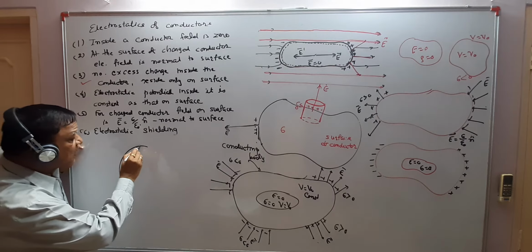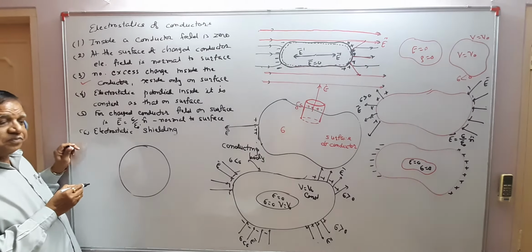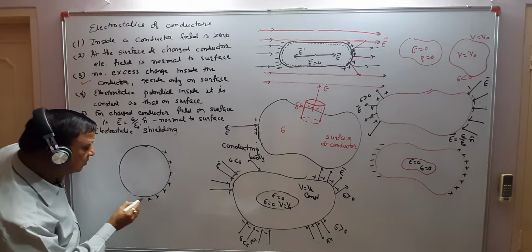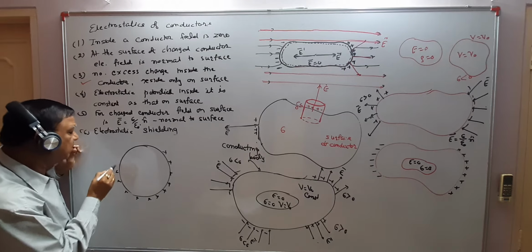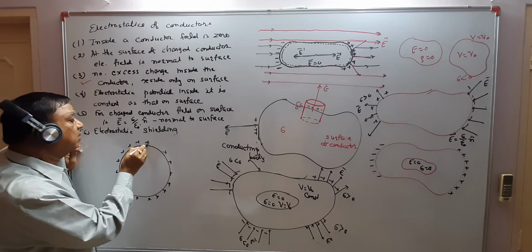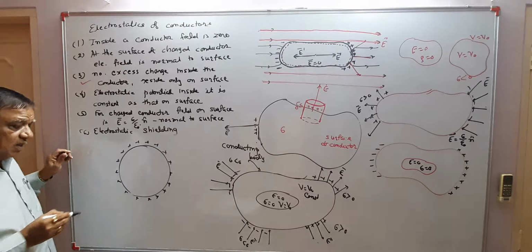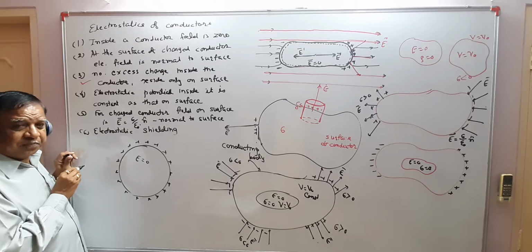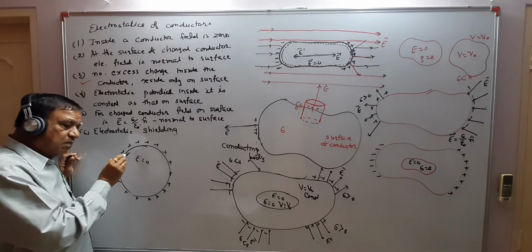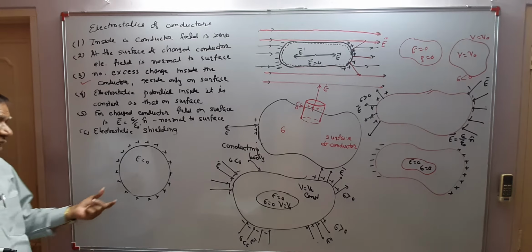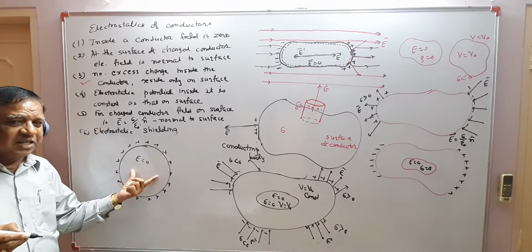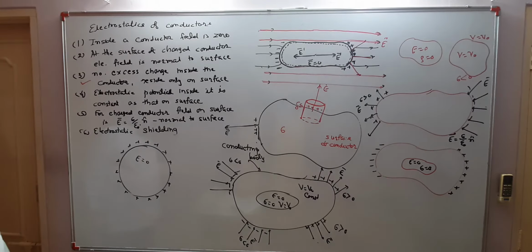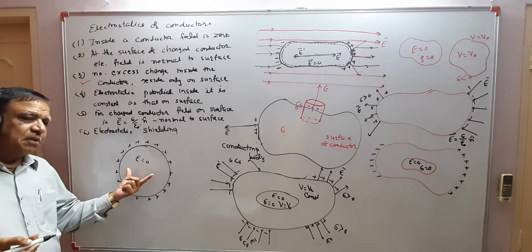For a charged spherical shell, the field inside the shell is always zero. It means we can say there is no charge inside it. It is a charge-free region. Also the electric field is not there.